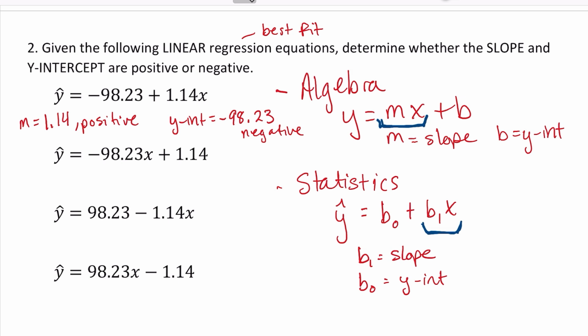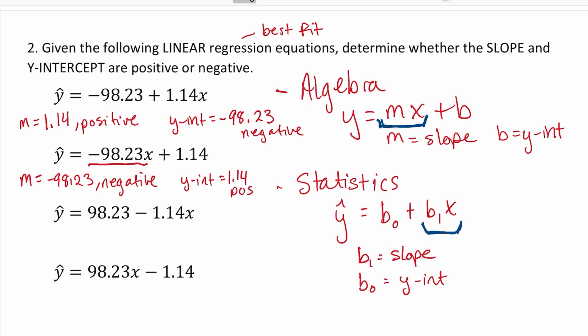So what's my slope here in the second one? Well, I see x, and this time x is multiplied by negative 98.23. So that must be my slope. So it is a negative slope, so R would be negative. My correlation coefficient would be negative. And the y-intercept is positive 1.14.